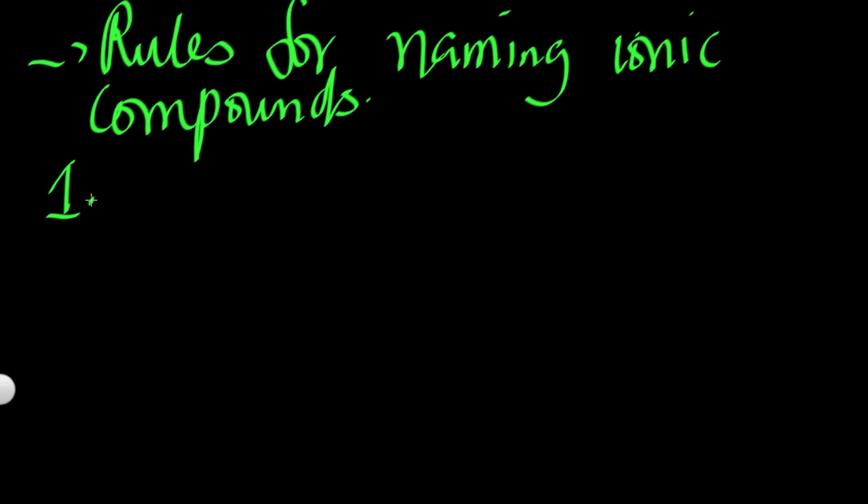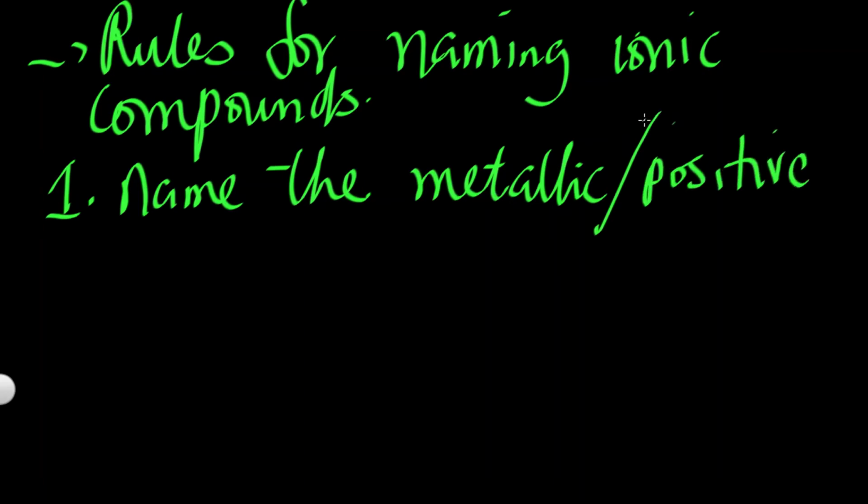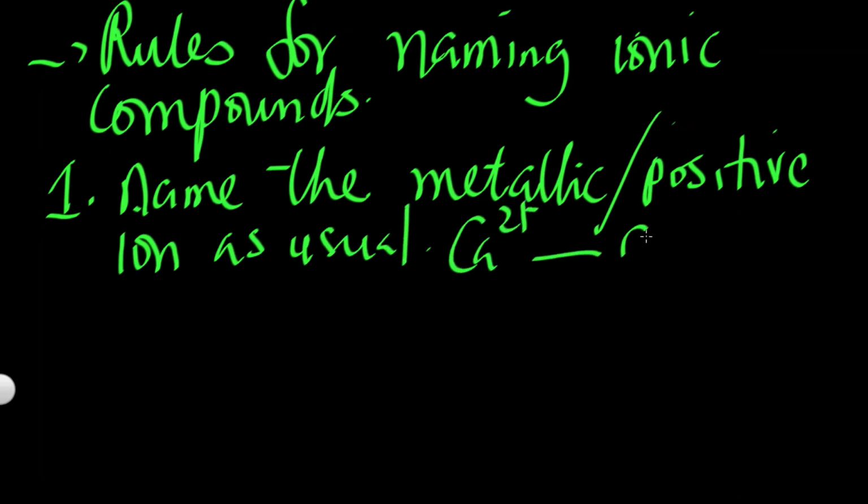Okay. 1, name the metal as usual. Name the metallic or positive ion as usual. Because these are ions, by the way. When I say as usual here, I'm saying if it is sodium, you call it sodium. If it is calcium, you call it calcium. So, as usual. Calcium is calcium, so Ca2+ is simply called calcium. This is the calcium ion. It doesn't matter that it's now an ion. It is still calcium.